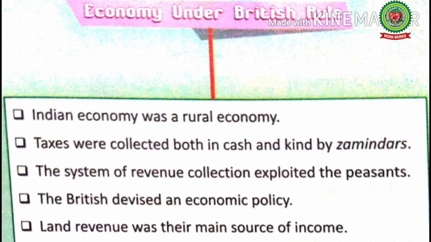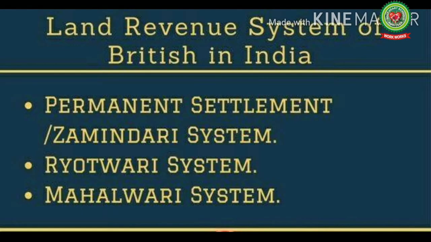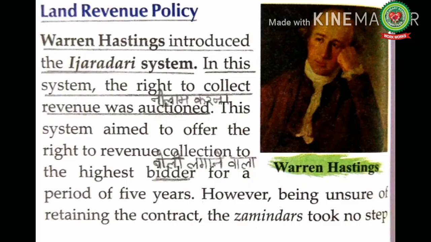For that, the British devised an economic policy, and land revenue was their main source of income at that time. They targeted it first, and the English East India Company introduced three new revenue collection systems over a period of time. These were the Permanent Settlement or Zamindari system, the second was the Ryotwari system, and the other one was the Mahalwari system. Now let us read from the book.